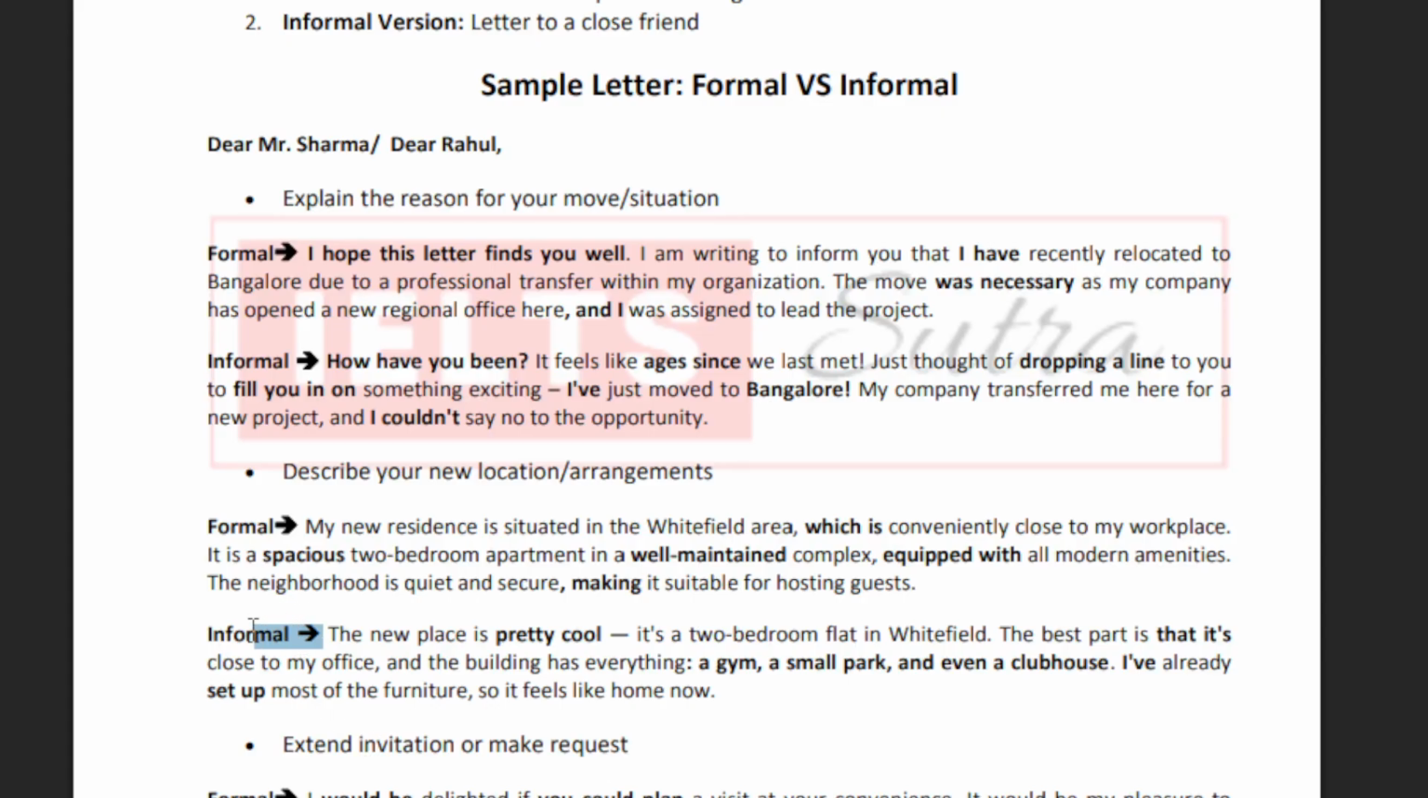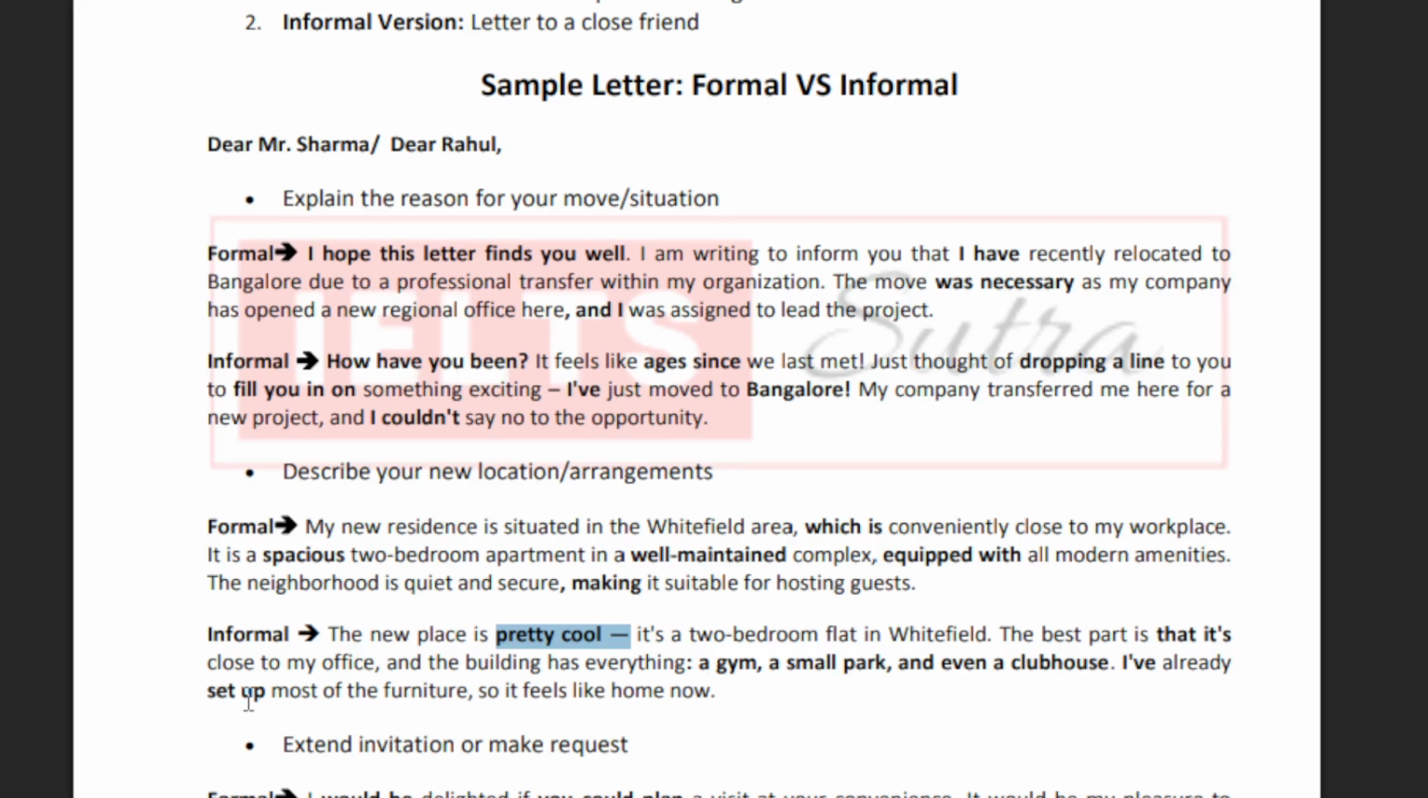Whereas in case of informal letter, you can say the new place is pretty cool. So pretty and quite are most commonly used in informal way of writing. So for example, pretty cool, pretty dark, pretty dull. Quite happy, quite bad, quite good, etc. So the new place is pretty cool. It's a two-bedroom flat in Whitefield. The best part is that it's close to my office, and the building has everything: a gym, a small park, and even a clubhouse. I've already set up most of the furniture, so it feels like home now.